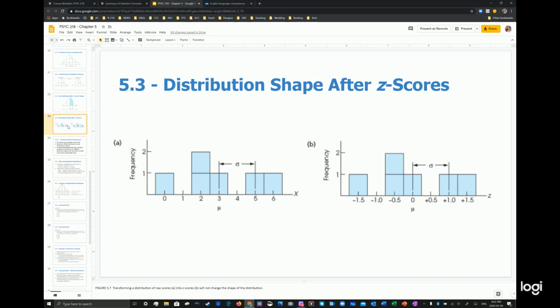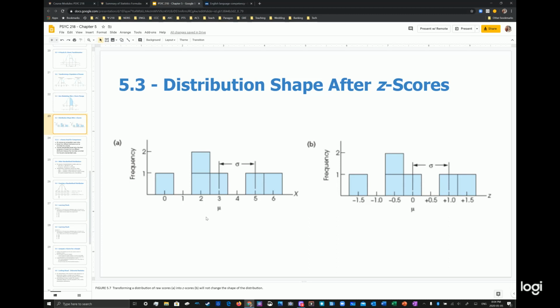Here's an example. This distribution is not symmetrical, but when we change the scores into z-scores, notice the blocks don't move, but the numbers change. That's it. Everything else stays the same. The y-axis is the same. The blocks are the same. The standard deviation, or the distance between the scores and the mean, is the same. But instead of x's, we measure in standard deviations.